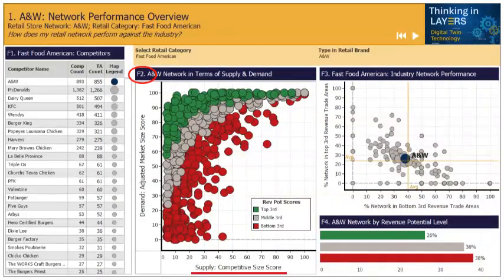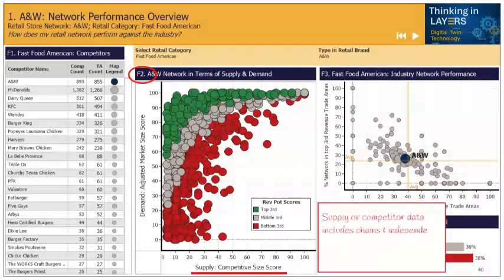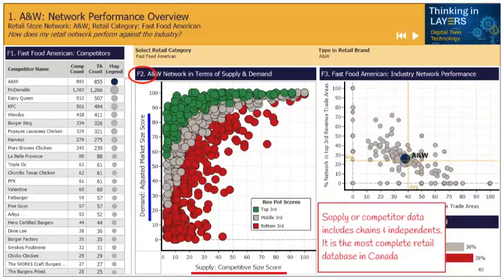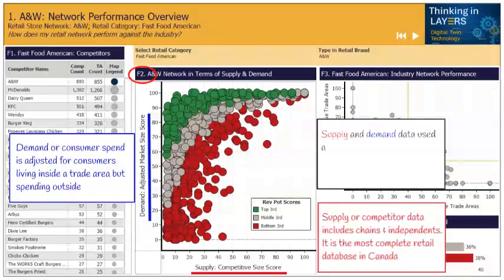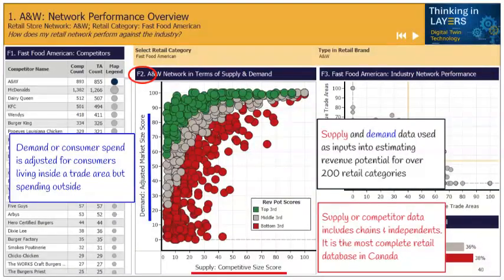Supply, or fast food competitors, are on the x-axis, and they include a full listing of both chains and independents. Demand, or adjusted consumer spend, is on the y-axis, and it's defined as total restaurant spend adjusted for consumers living inside the trade area but eating in restaurants outside of it. The power of the model is that it uses both supply and demand as inputs into estimating revenue potential across over 200 retail categories. Revenue potential is then scored and benchmarked across all Canadian trade areas. Colors show three revenue potential categories: top third, mid, and bottom third.